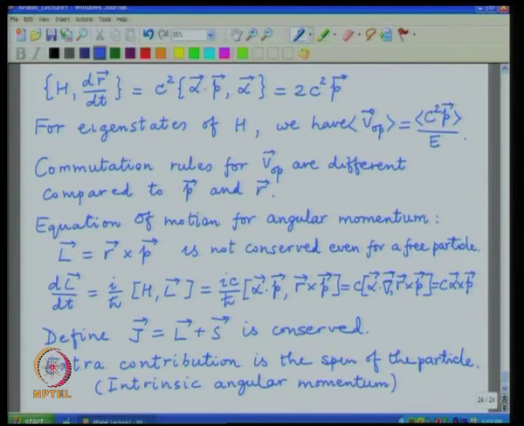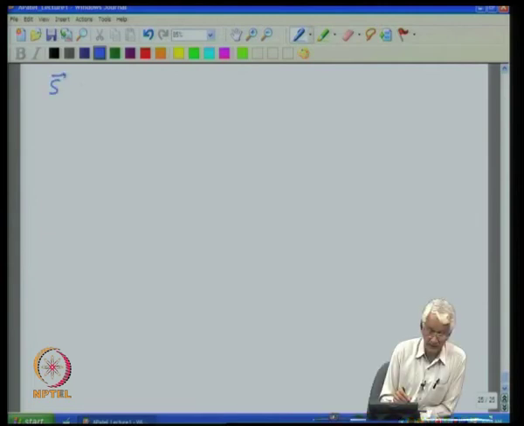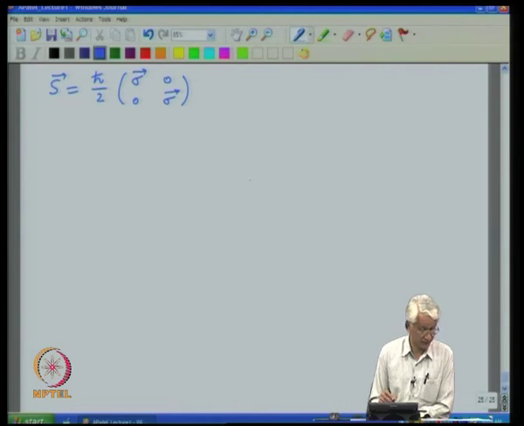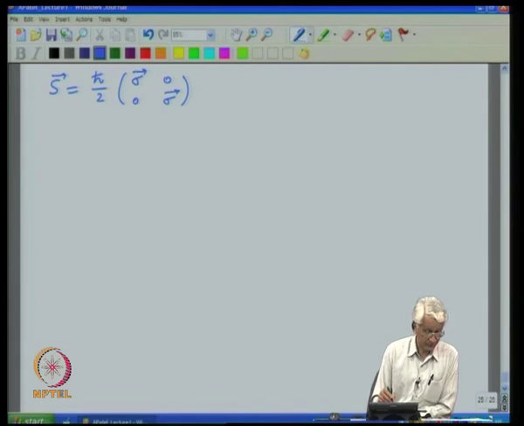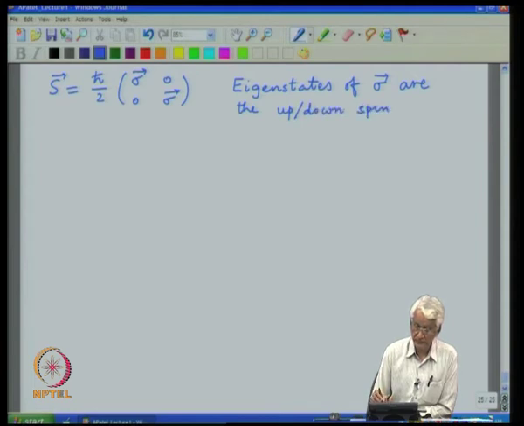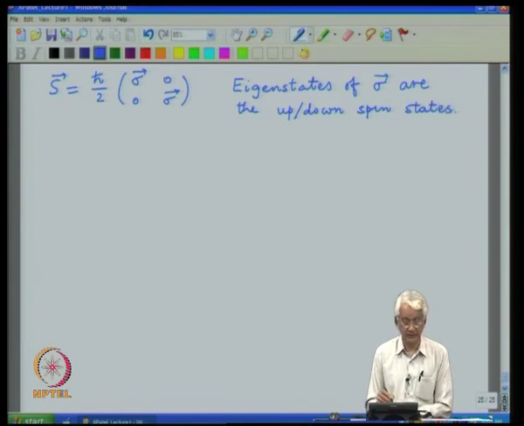whose time evolution exactly compensates the time evolution of L, and with some amount of working backwards one can quickly figure out what the corresponding algebraic structure of the spin angular momentum is, and that turns out to be of the form h cross by 2 multiplied by the Pauli spin matrices on the diagonal, and we know that this particular basis choice is again chosen conveniently as the up and down spin states.